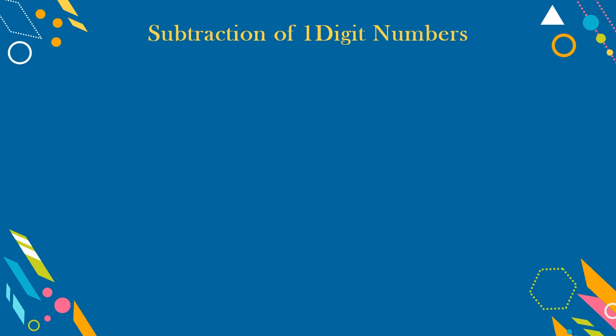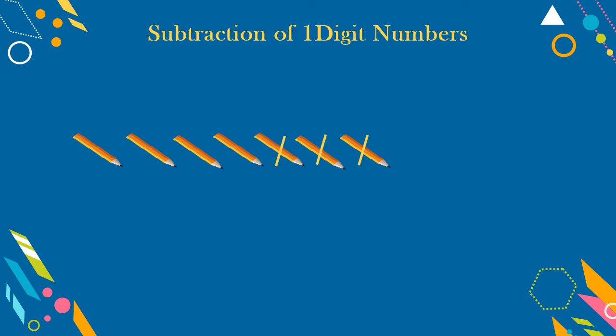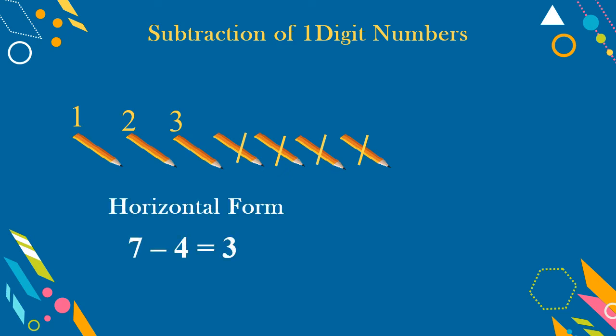You have already learned subtraction of one-digit numbers in class 1. Now we solve a question to revise the concept. Here we have 7 pencils. 4 pencils are taken out. How many pencils are left? Count with me. 1, 2, 3. We are left with 3 pencils. In horizontal form, we can write 7 minus 4 equals 3. In vertical form, we can write 7 minus 4 equals 3.